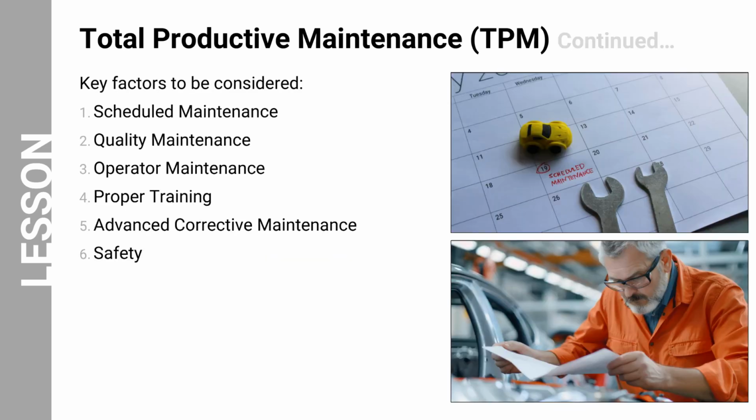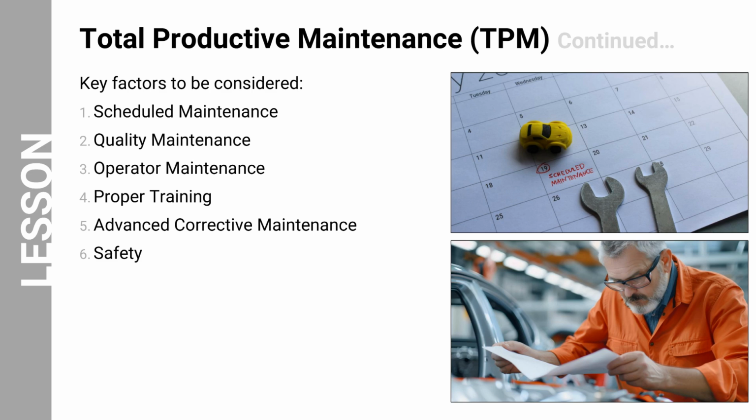To successfully implement a TPM system, the following factors must be considered. Scheduled maintenance. Plan routine maintenance checks while machines are operational to prevent breakdowns. Quality maintenance. Address root causes when detecting abnormalities or errors. Operator maintenance. Empower operators to perform basic maintenance, inspections, and document issues on their machines.